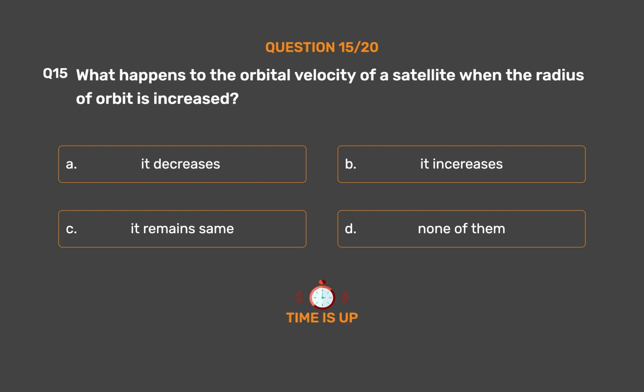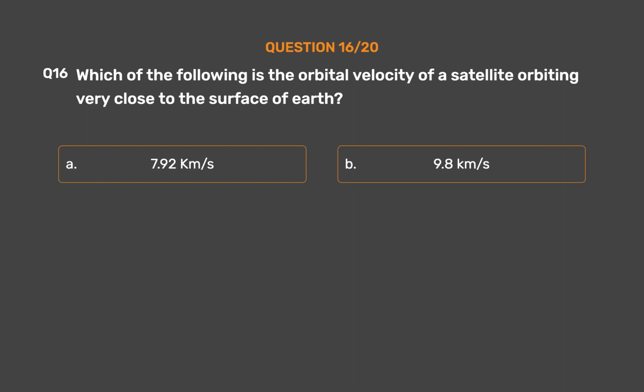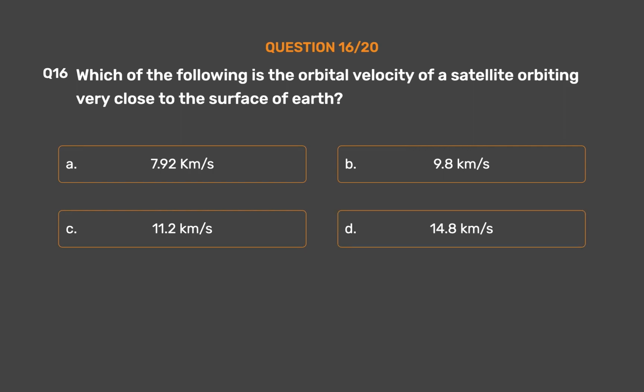The correct answer is Option A. It decreases. Question number 16. Which of the following is the orbital velocity of a satellite orbiting very close to the surface of Earth? Option A. 7.92 km/s. Option B. 9.8 km per second. Option C. 11.2 km per second. Option D. 14.8 km per second.